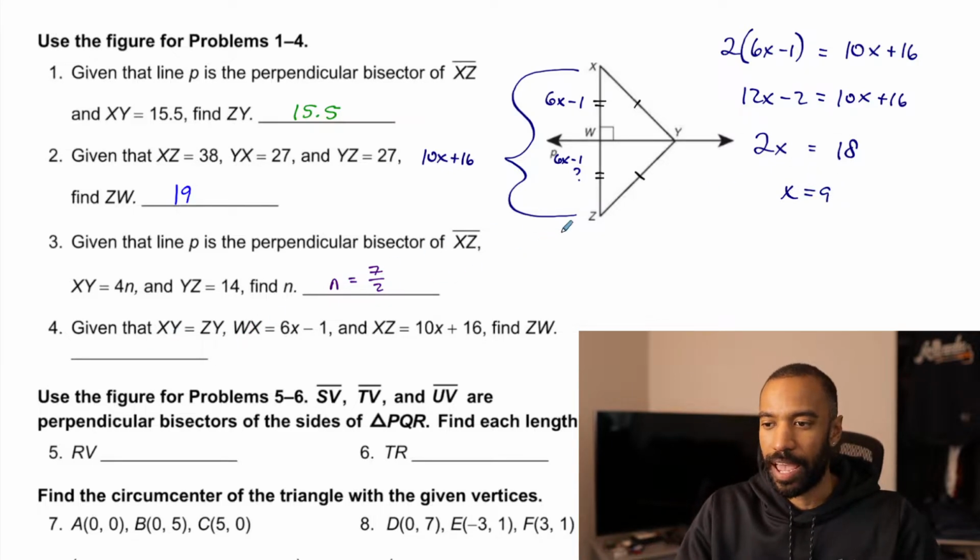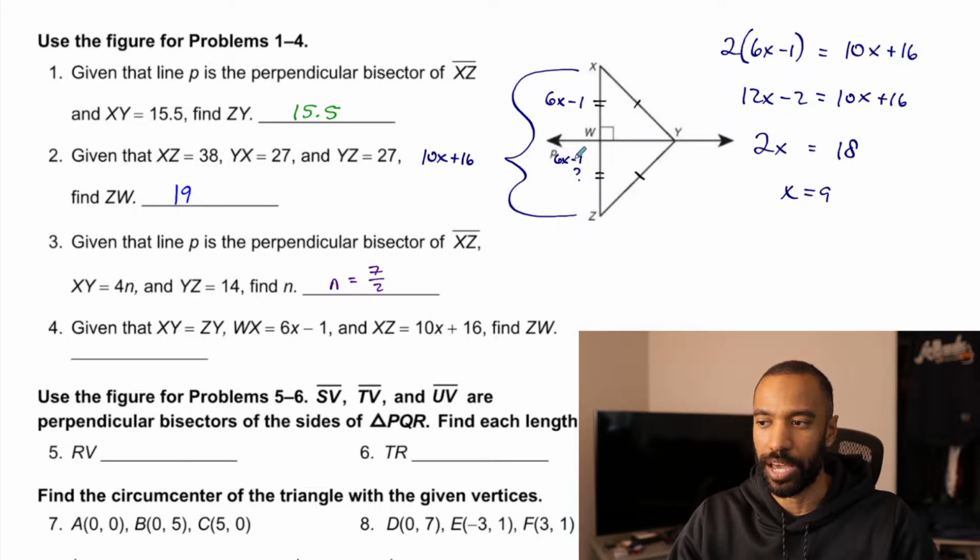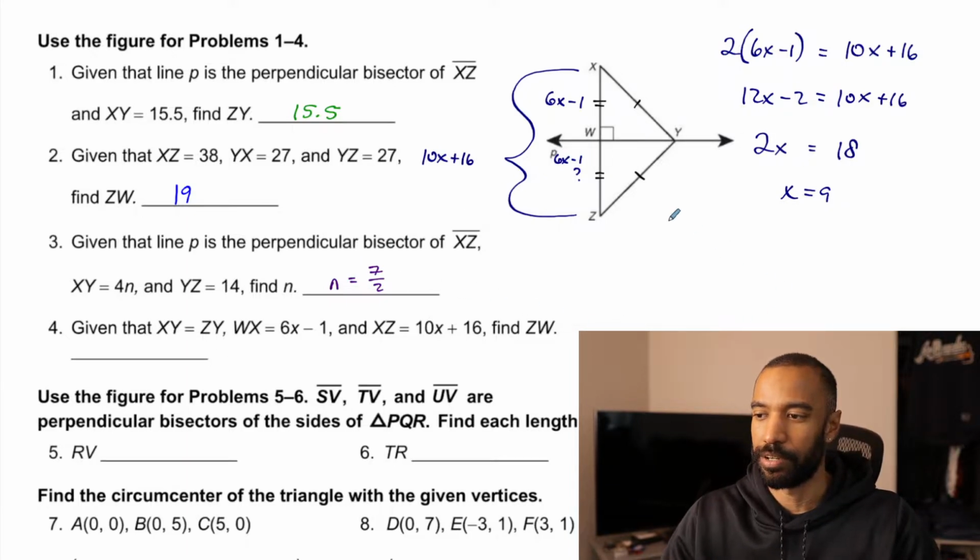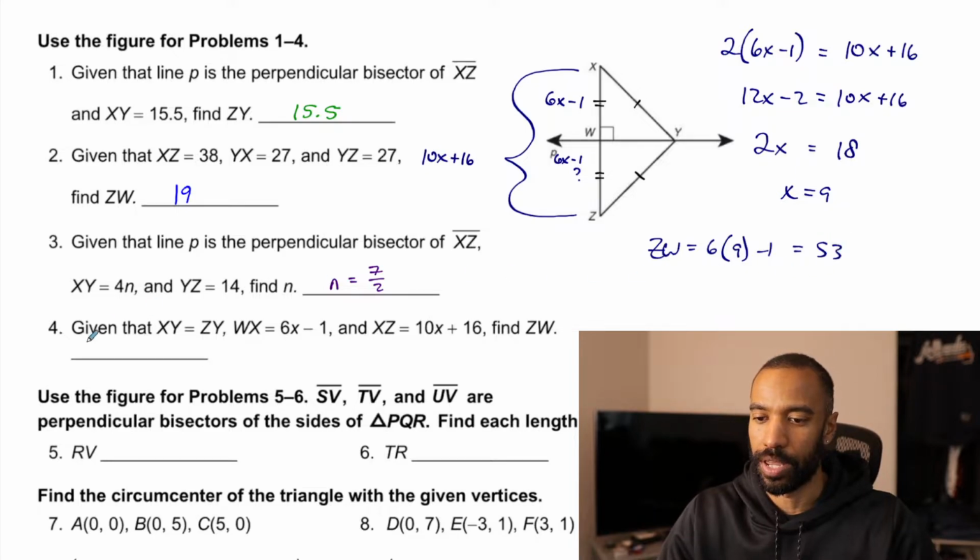Now, that's solving for x, this unknown little bit right here. That's not solving for ZW. You got to substitute 9 into here. So ZW's length is going to be 6 times 9 minus 1. 54 minus 1 is 53. So ZW is 53 units in length. And there you have it.